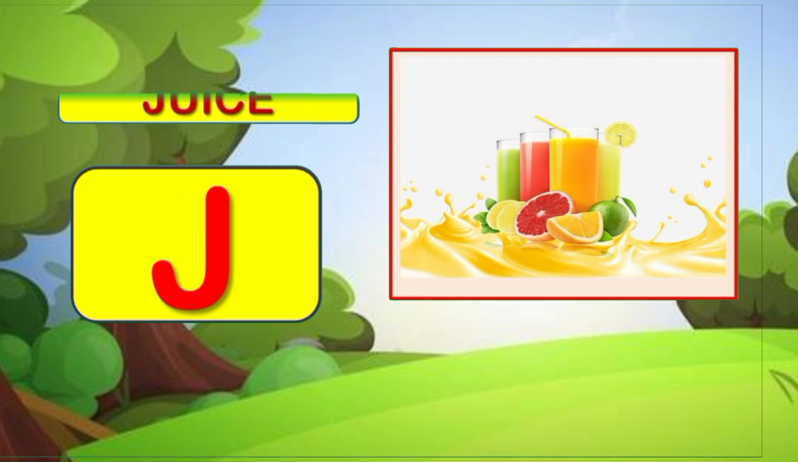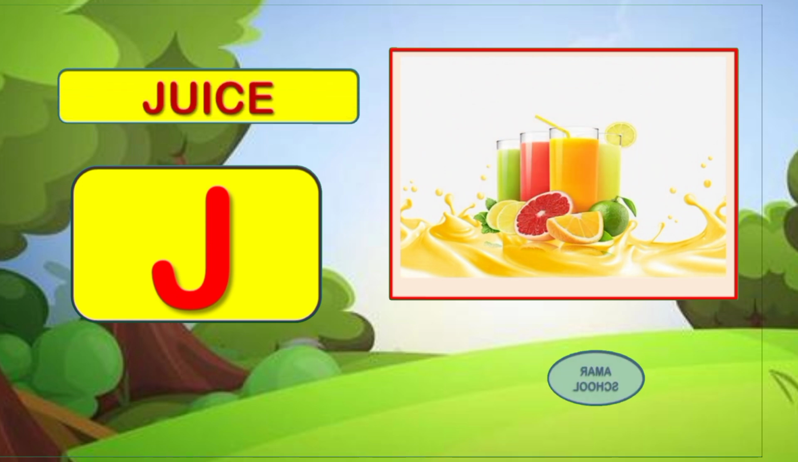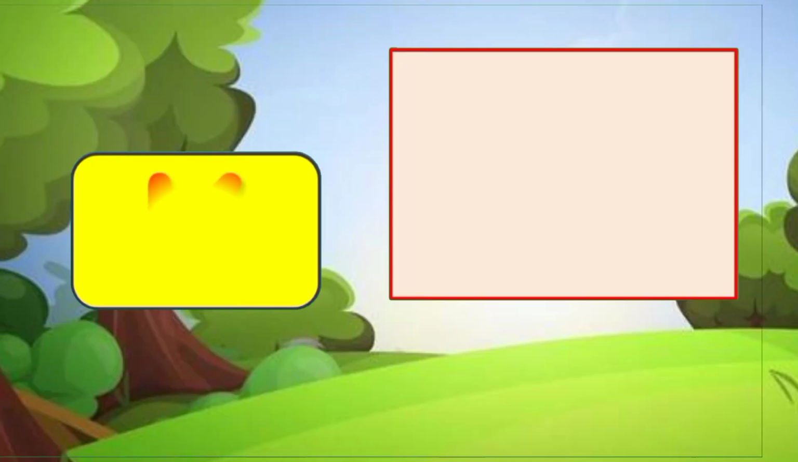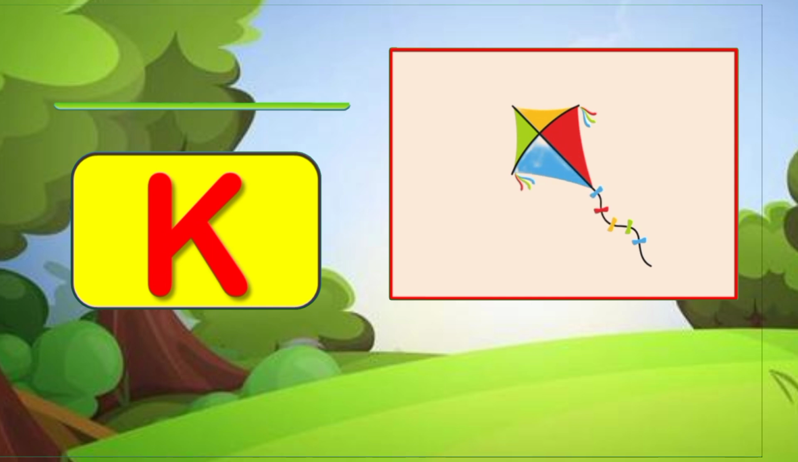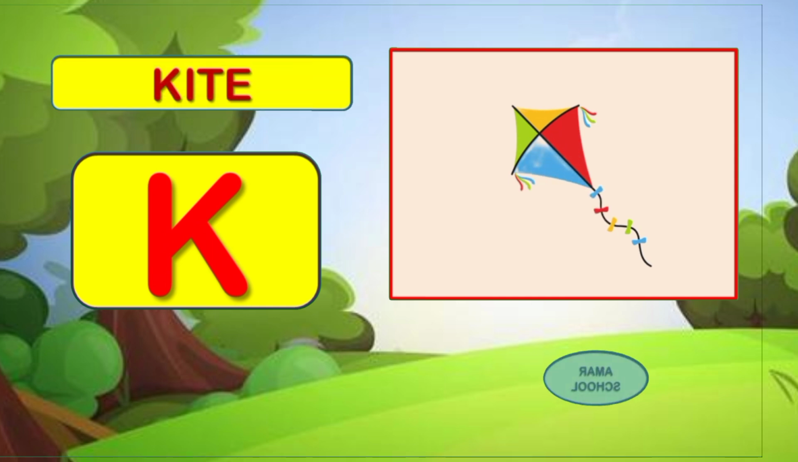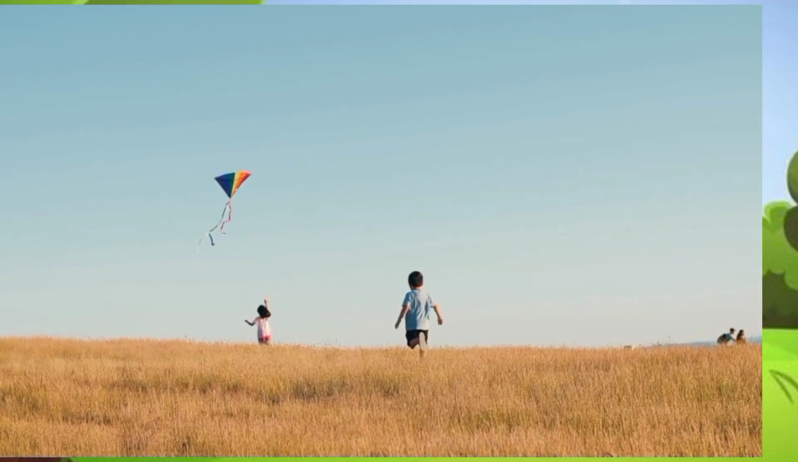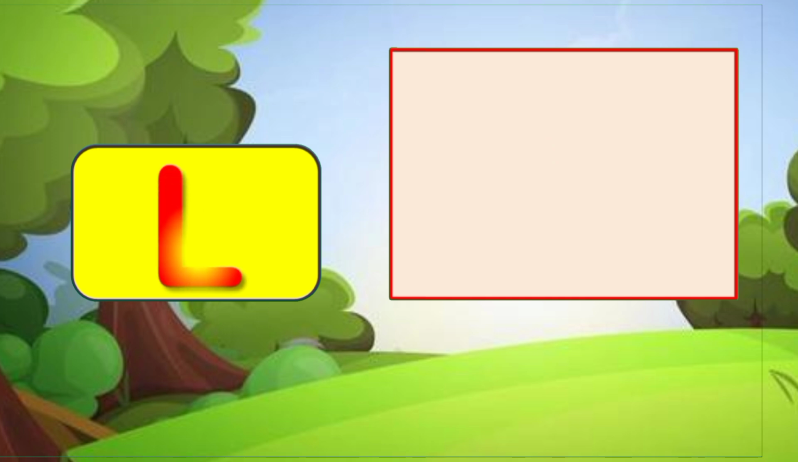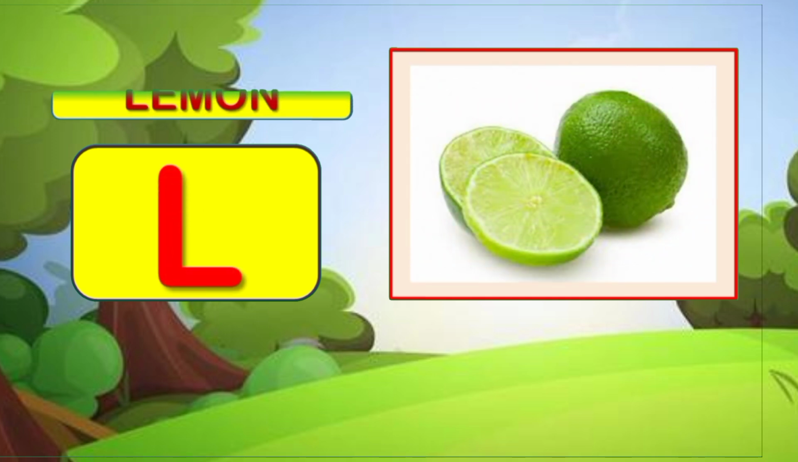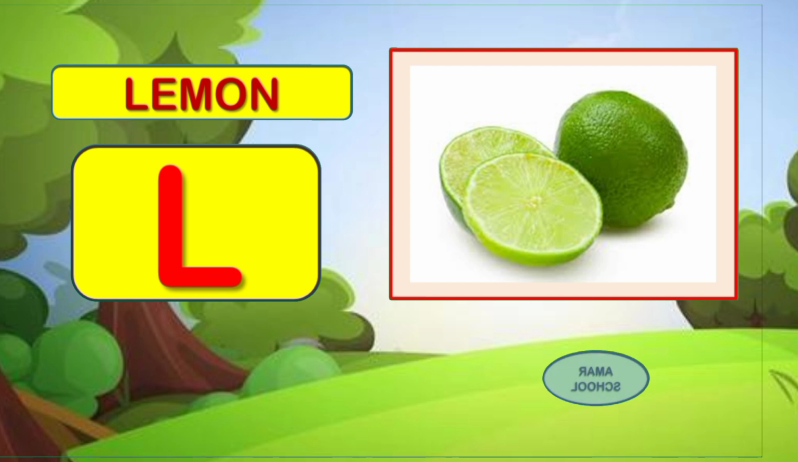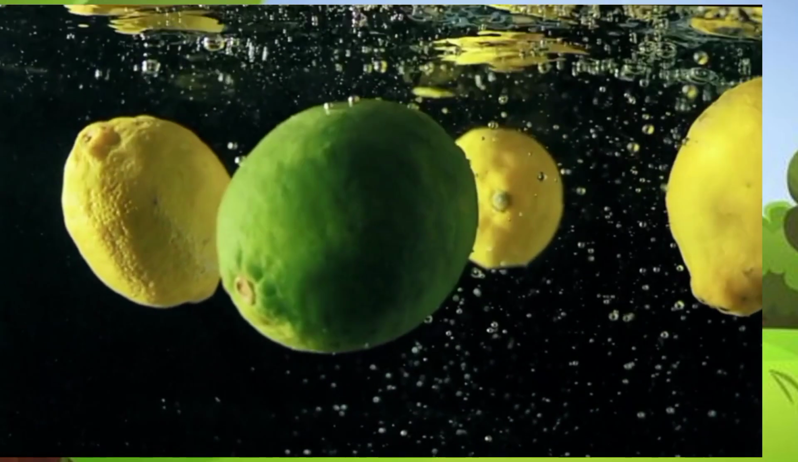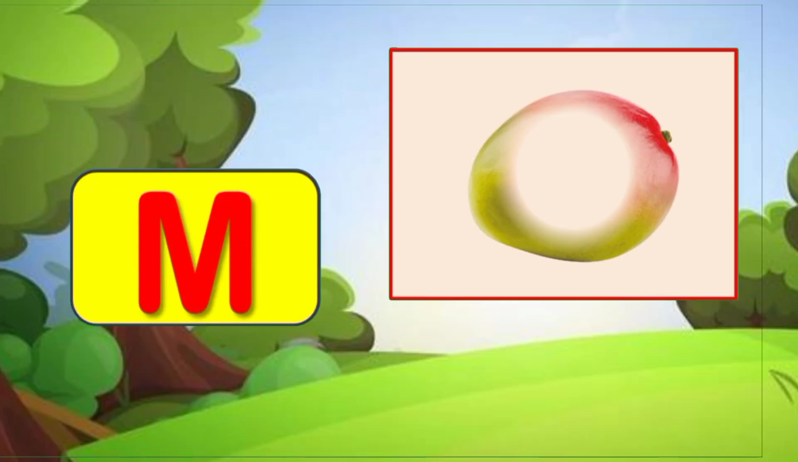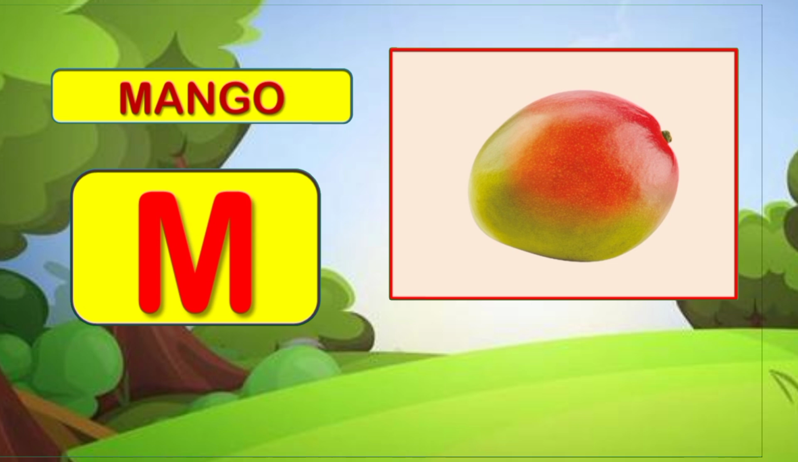J. J for juice. K. K for kite. L. L for lemon. M. M for mango.